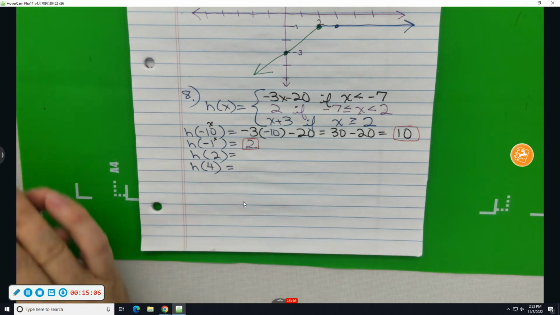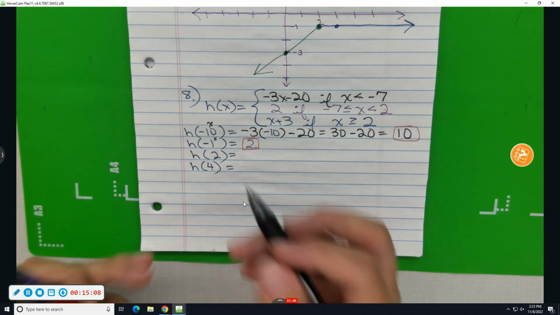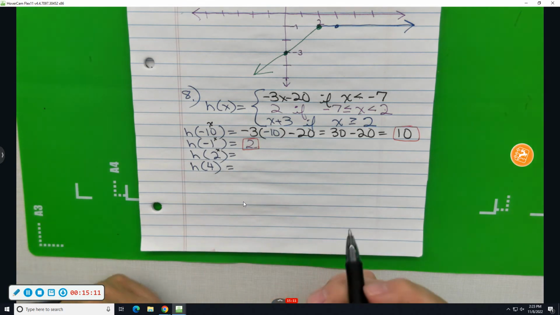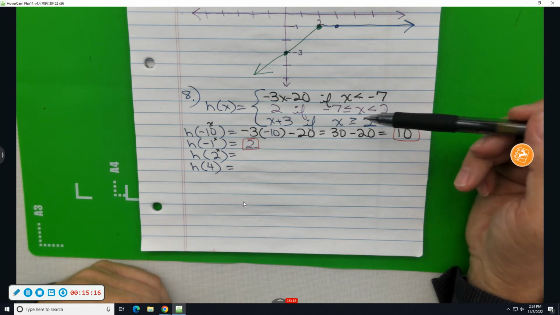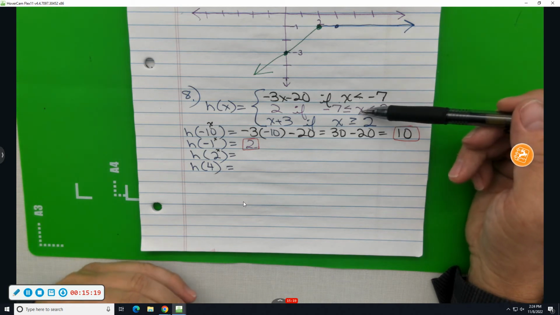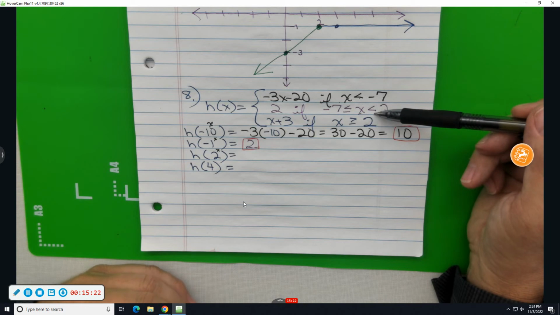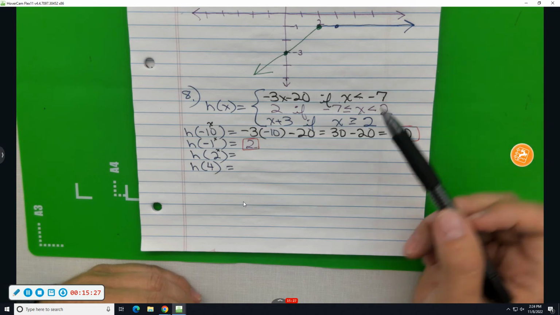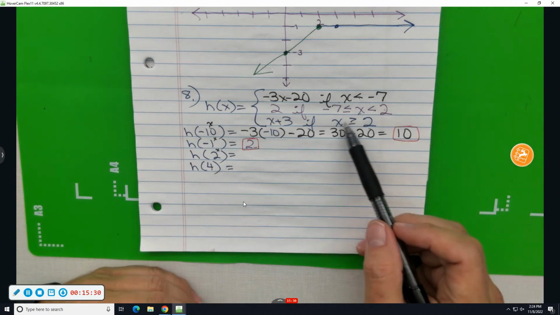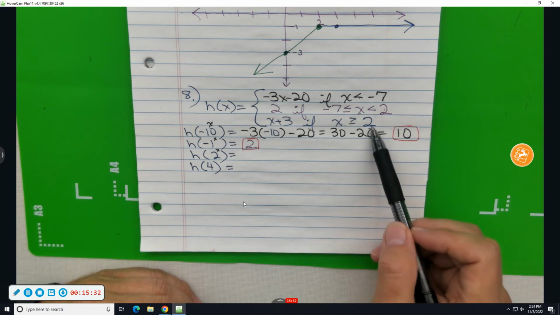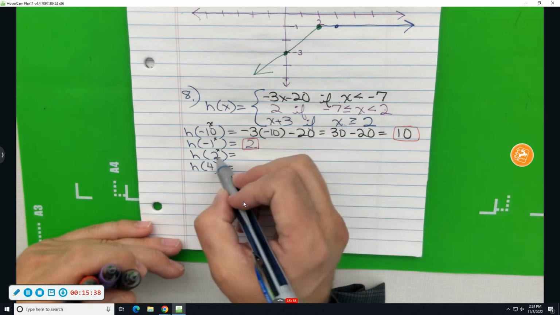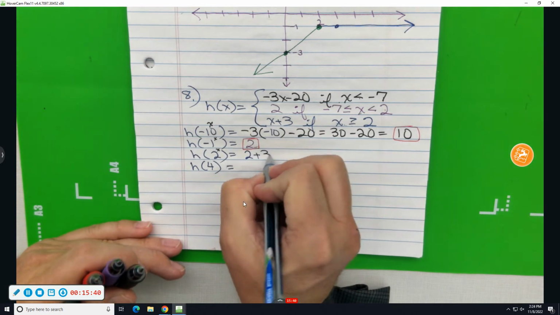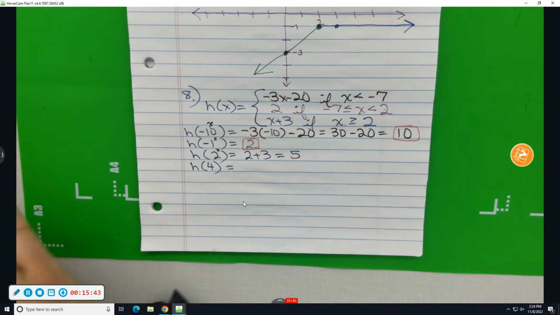What about h of 2? Which inequality is satisfied? Which one part allows x to equal 2? Is 2 less than negative 7? What about this one here? Can x equal 2 in this piece? No, because there's no equality bar down there. So it must be this third one. Yes, 2 is greater than or equal to 2. So we're using that blue piece. Replace the x with 2 to get 2 plus 3, which is 5.